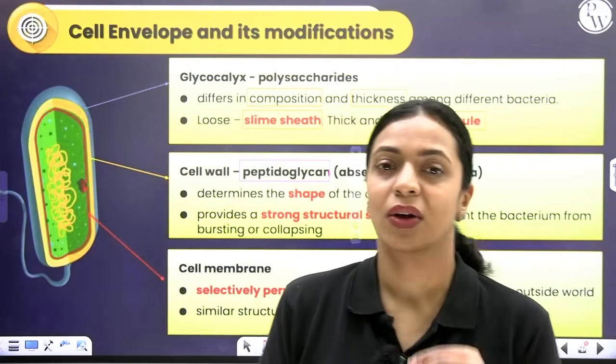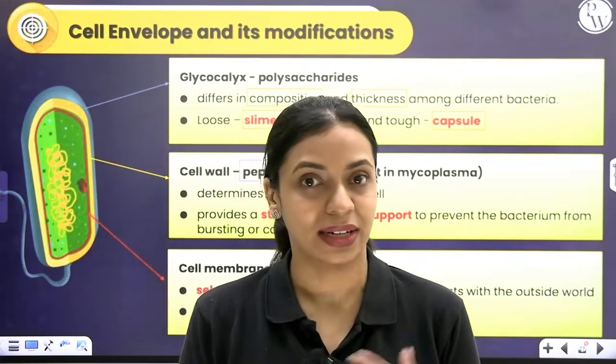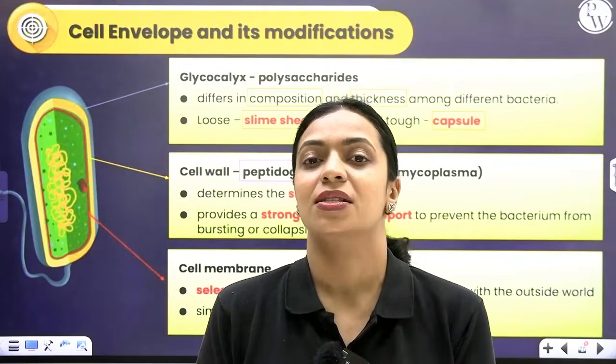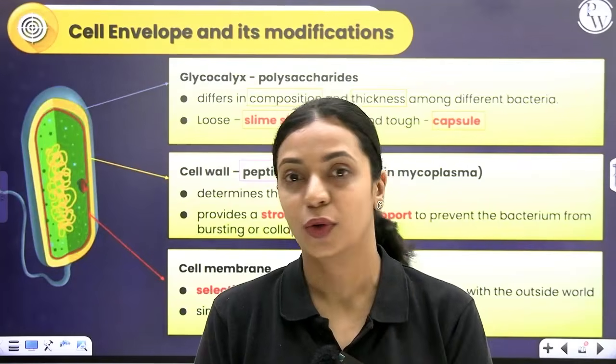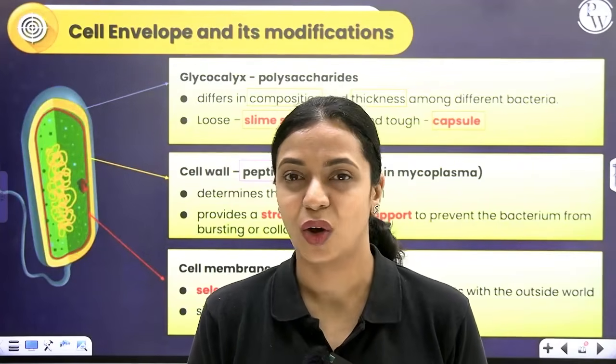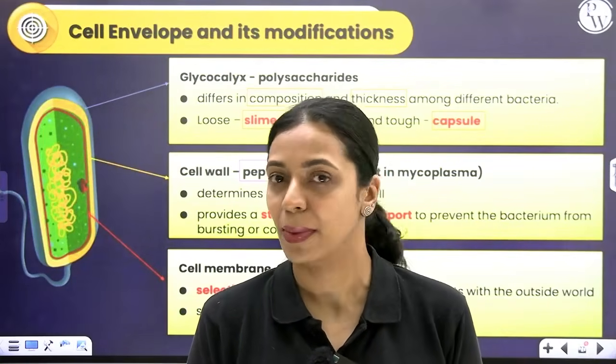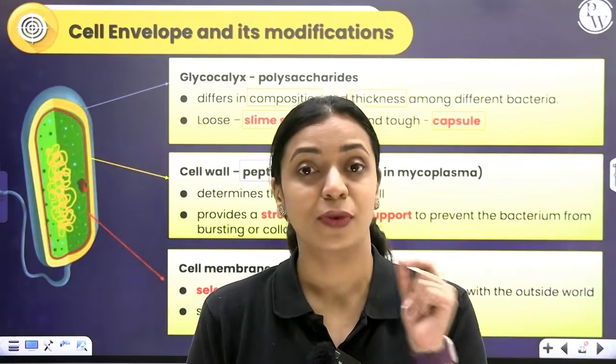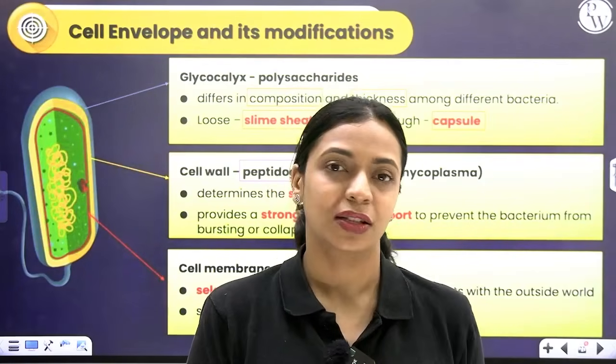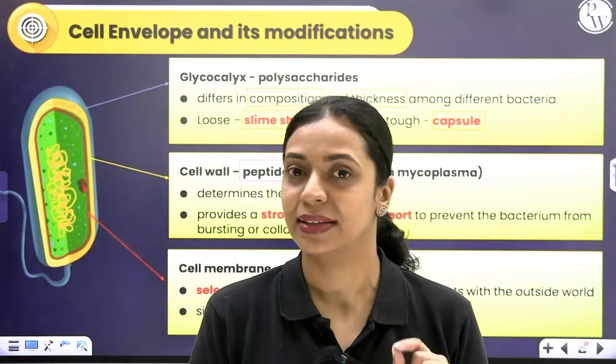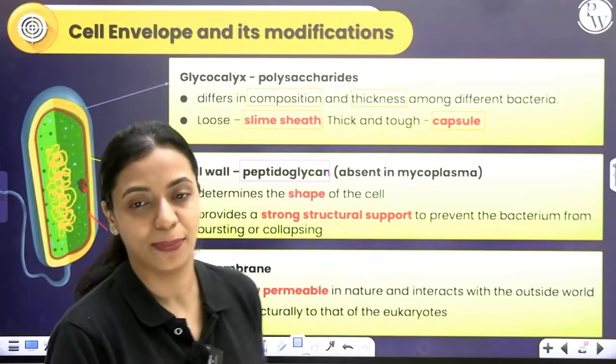I mentioned how, despite being prokaryotic like bacteria, mycoplasmas lack a cell wall. They do not have a cell wall. Then why are we calling it prokaryotic? Because it does not have a membrane-bound nucleus. So except for mycoplasma, every other prokaryote will have a cell wall, and that cell wall is composed of peptidoglycan.